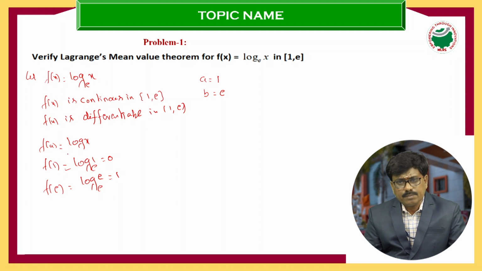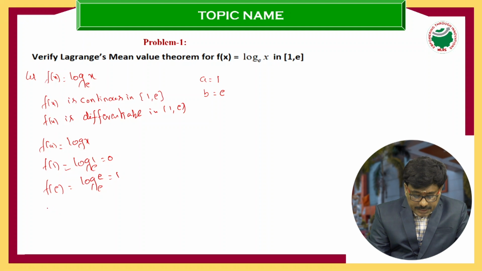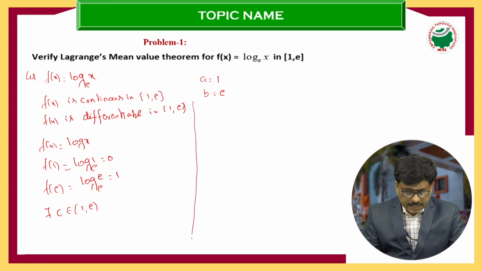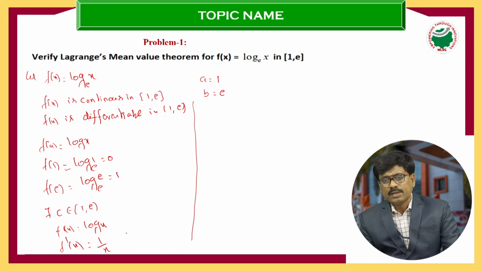Whenever we see f of a and f of b, are they equal? No. In Rolle's theorem, f of a is equal to f of b. Therefore, we are extending the derivative. There exists a point c in the open interval 1 comma e, and we need to calculate this c value. Let us go with the derivative. f of x equal to log x, and f dash of x equal to 1 by x.